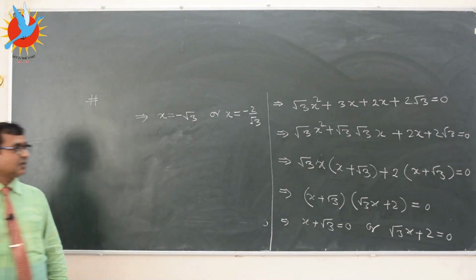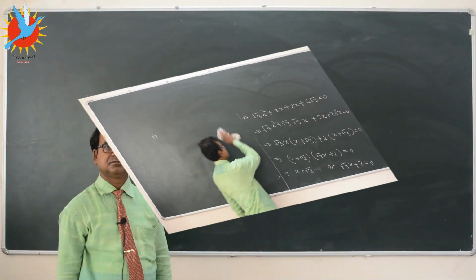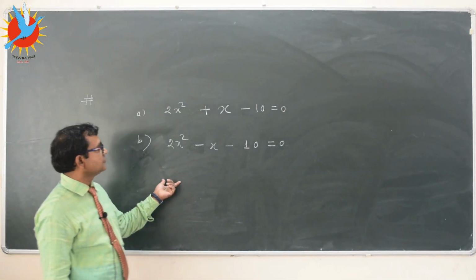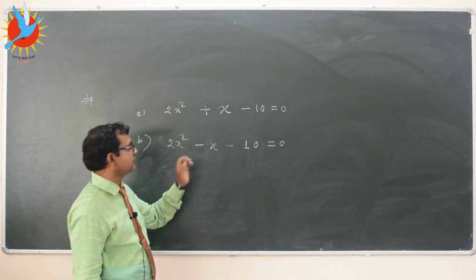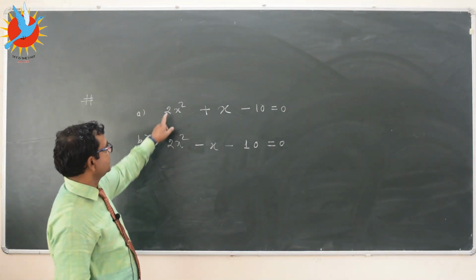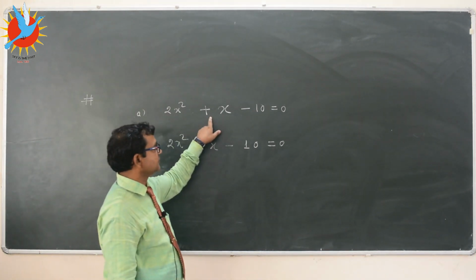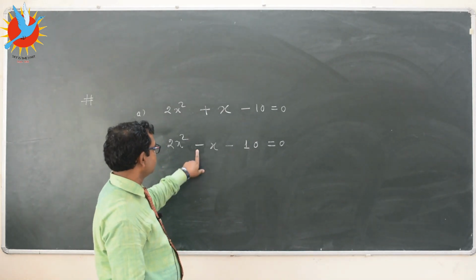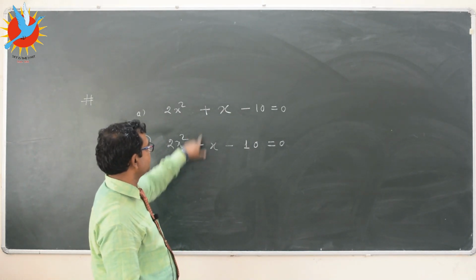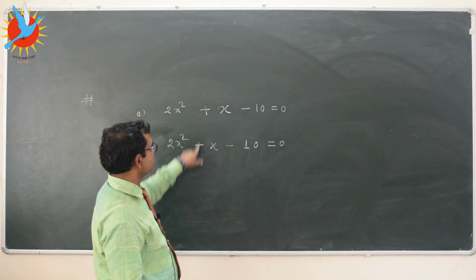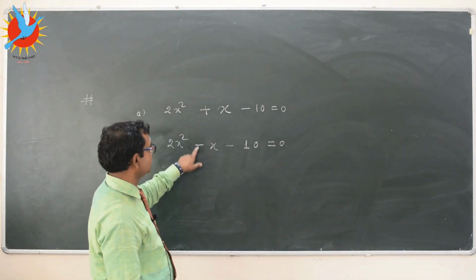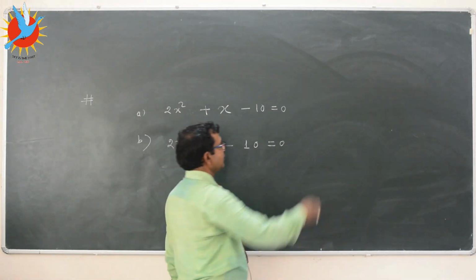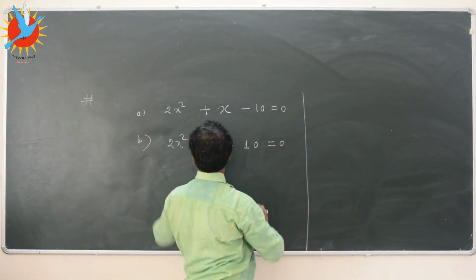Let us take another example. Now we have to see how to solve this quadratic equation. We have taken here 2, here is plus and here is minus sign. Here is also minus sign. Now here I have taken minus sign, but here is plus sign. The only change in these two equations is here is plus and here is minus, rest are same. Now see how we will solve the first question.